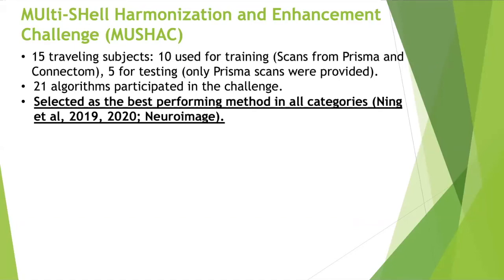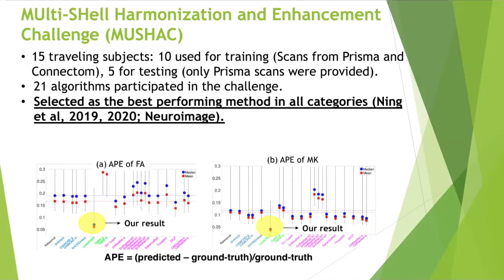21 different teams participated in the challenge. One of the papers is out and shows how well our method worked here. What we see here is the absolute percentage error in FA and mean kurtosis. Mean kurtosis is another measure which uses higher b values. Here you can see that our method is doing very well compared to all the other methods that participated in the challenge.